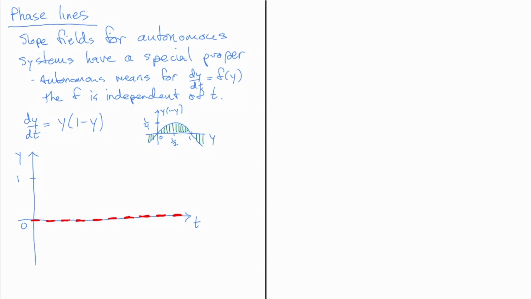So the next easy one is the y equal 1 height. If the height of any solution is 1, at that moment, the slope of the function also has to be 0, because we have a 0 from this part, right? If I plug in 1 here and 1 there, this becomes 1 times 0, so dy/dt has to be 0. So all along that line, y equal 1, we always have to have these 0 slope lines.